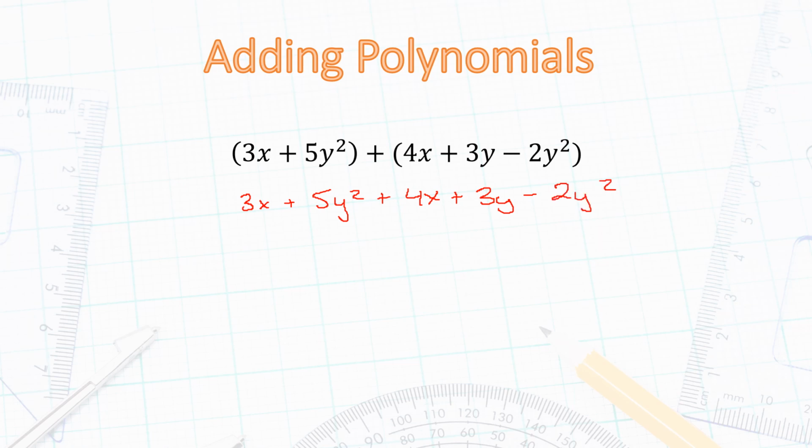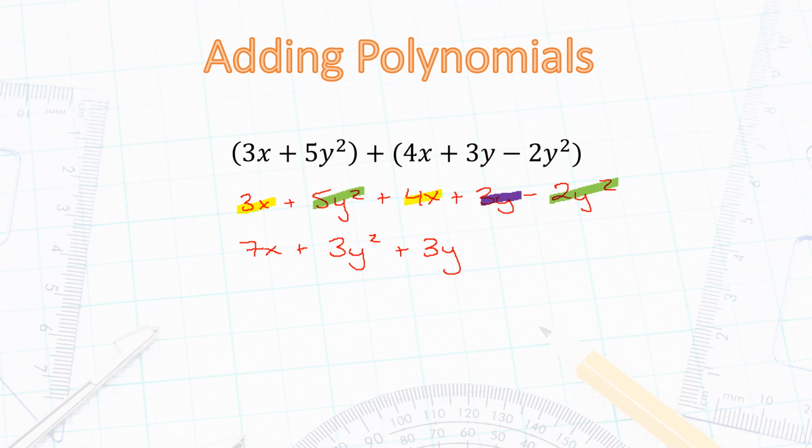What I like to do is grab my highlighter and highlight terms that have the same variable in the same degree. So we have 3x, that's an x to the power of 1. There's one other term with an x to the power of 1. I've got 5y squared, and there's one other term with a y squared, and then I've got this one term with y to the power of 1. Then the terms that have the same highlighting I can combine together. So 3x plus 4x is 7x. 5y squared minus 2y squared is positive 3y squared. And then I've got a 3y that had nothing else to combine with.